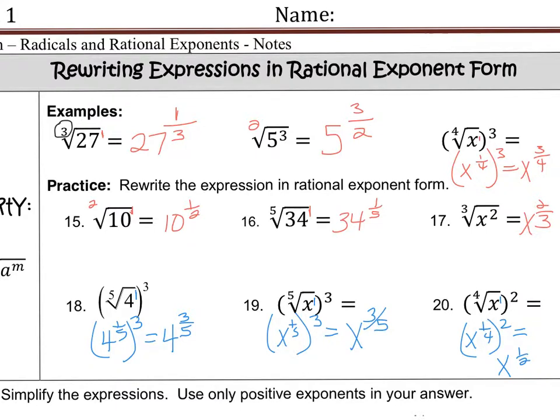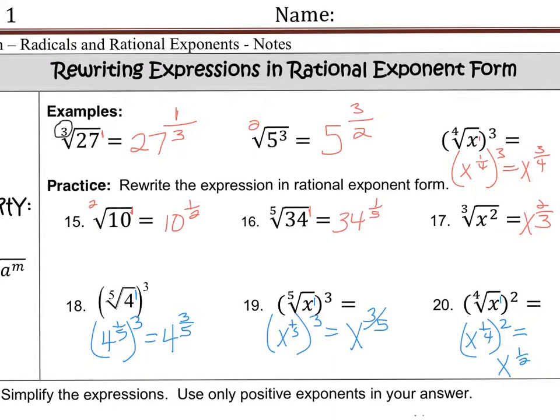Okay, once you get good at the pattern, these go very quickly. And then also, just remembering on 18 and 19 and 20 that you've got to deal with rewriting the radicals into rational exponents inside the parentheses and then raising that to the exponent power.